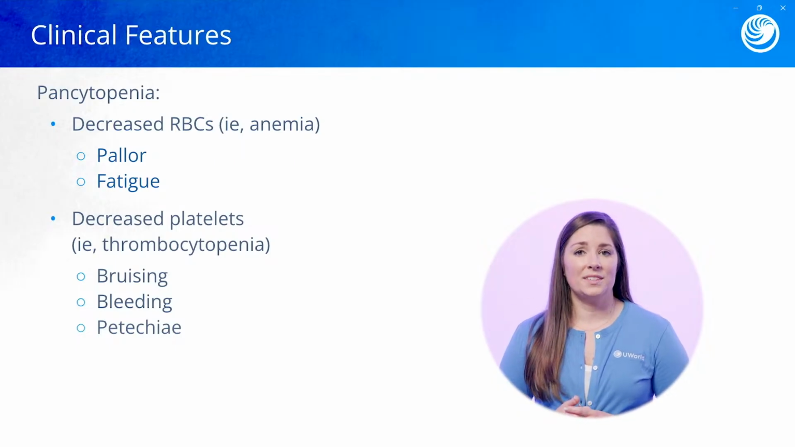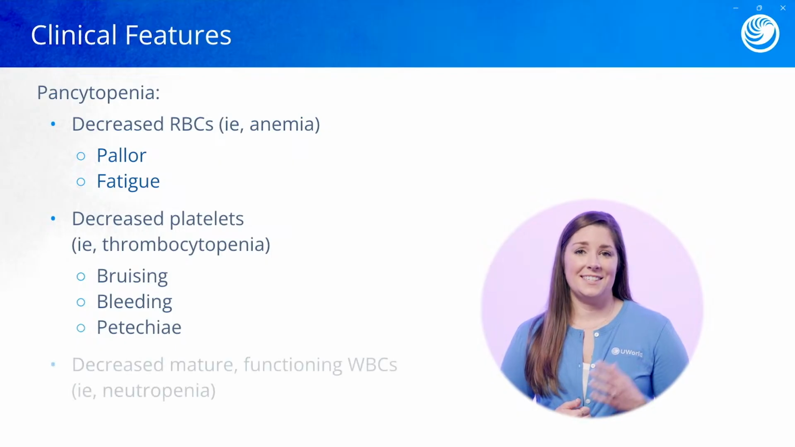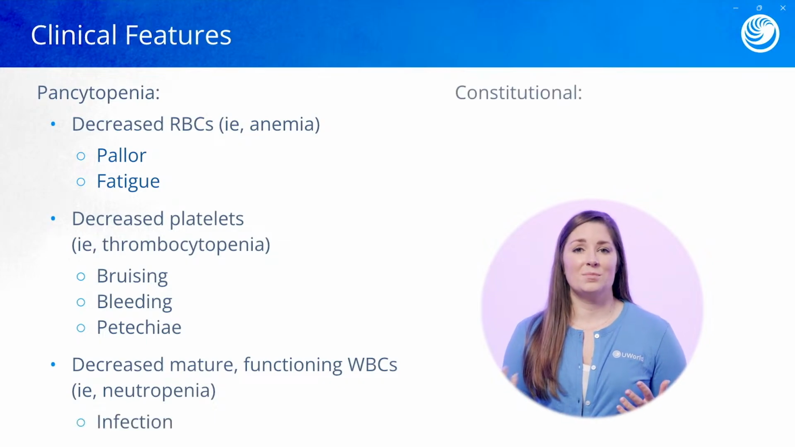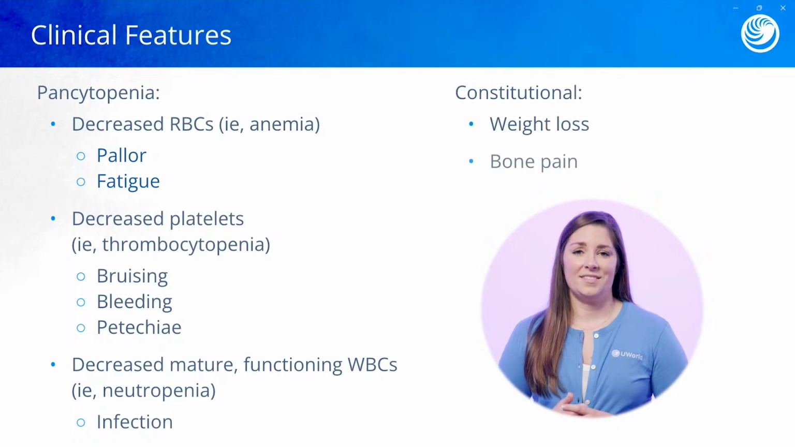And the most important issue that we have here with AML is a decrease in the matured functional white blood cells, also known as neutropenia. When we have decrease in white blood cells, our immune system is compromised and will be at increased risk for infection. Now, these generalized symptoms that we'll see in our clients with AML are weight loss and bone pain.